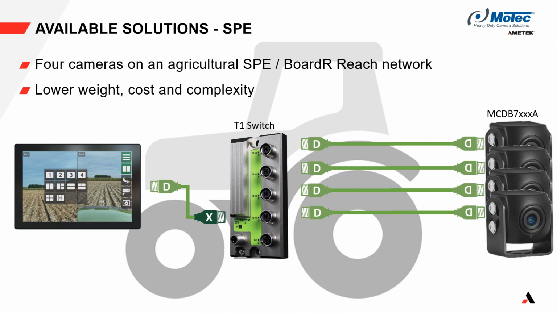Which interface to use can also be mandated by the industry you're working in. For example, base 100 T1 networks have recently established themselves on agricultural machines like tractors and implements. So using a T1 compliant camera is the most reasonable approach to stay compatible with the rest of your vehicle network. The single pair Ethernet interface is ideal for this application because it combines power supply and data into the same cable. This saves weight, cost, and complexity.